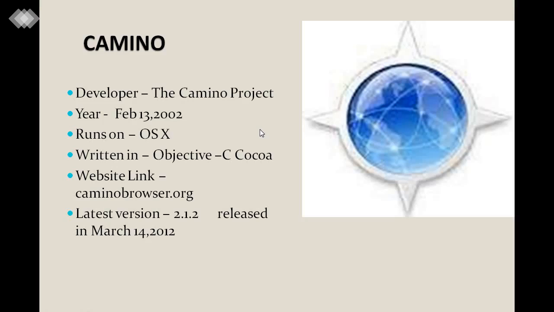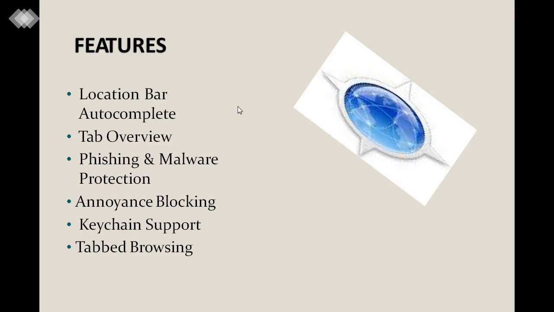So let's learn about some features of Camino. Location bar, autocomplete, tab overview, phishing and malware protection. Phishing and malware protection means it can secure against viruses. Annoyance blocking, keychain support and tabbed browsing are the features of the Camino web browser.